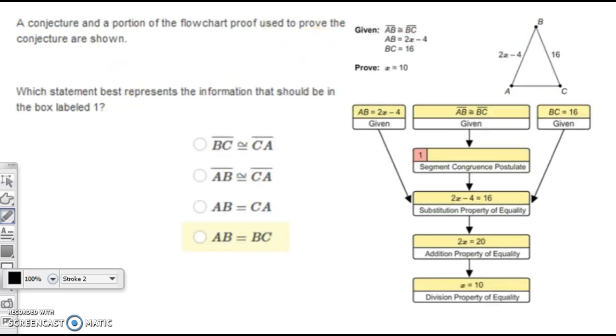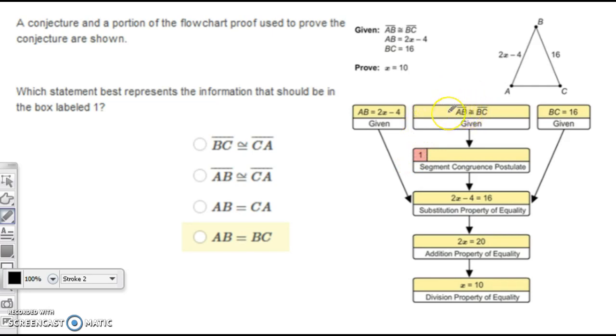Okay, let's check out the next one. Which statement best represents the information that should be in box labeled 1? So again, we're trying to fill in this box right here. So this is a flow chart. You always have to go back to the box previous to it or to what you're given.